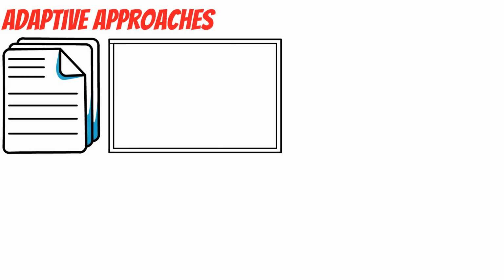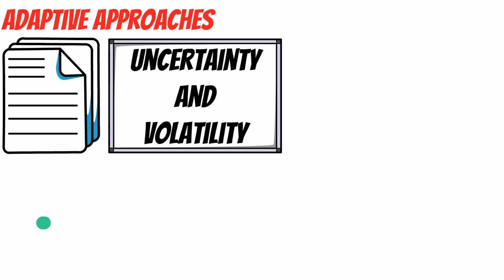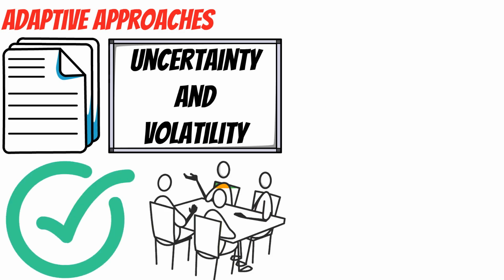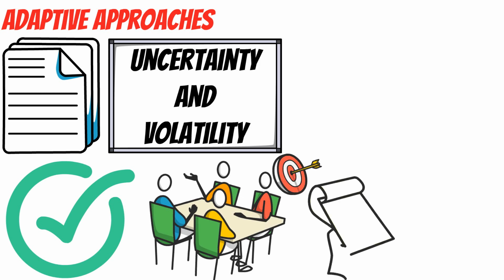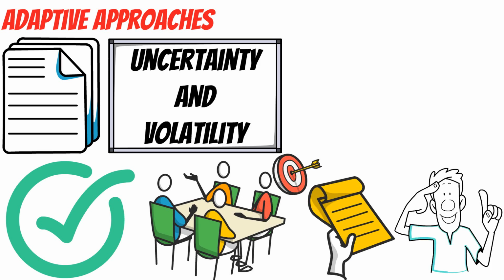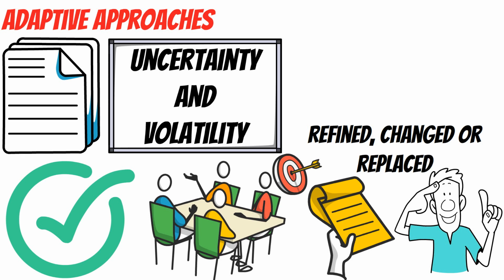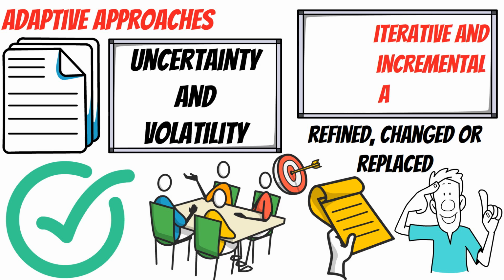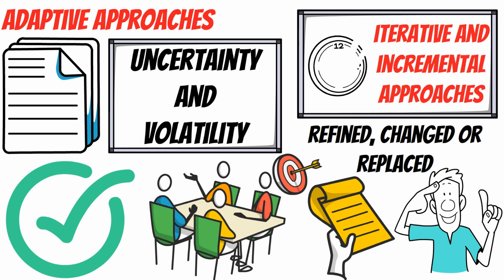Adaptive approaches are useful when the requirements are subject to a high level of uncertainty and volatility, and changes are pretty certain to happen throughout the project. The team establishes a clear vision at the start of the project and knows the initial requirements based on user feedback and the environment, but they also understand these can be refined, changed, or replaced throughout the project. The adaptive approach uses iterative and incremental approaches. However, the iterations tend to get shorter, and the product is more likely to evolve based on stakeholder feedback.